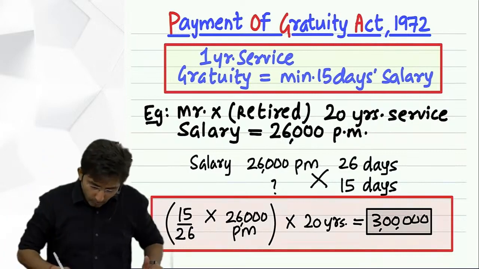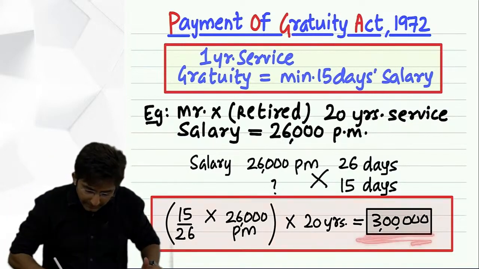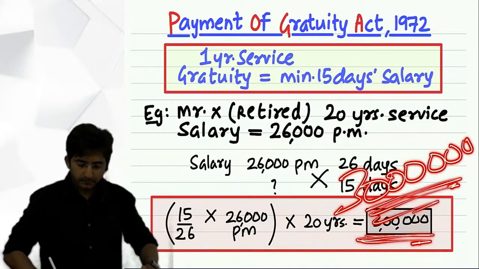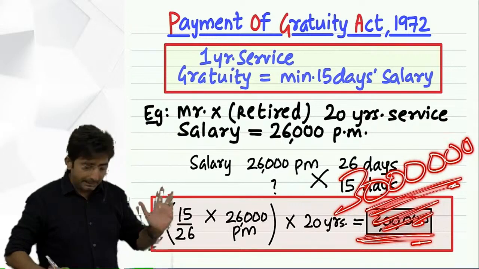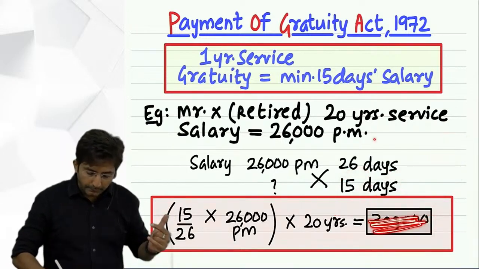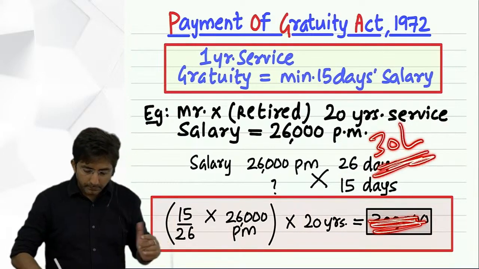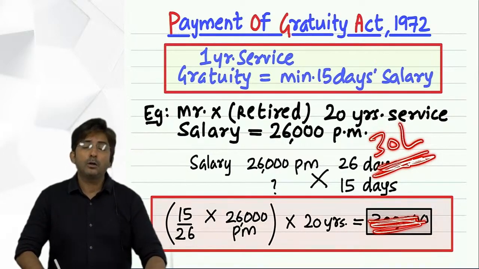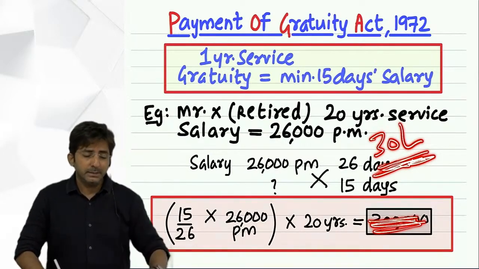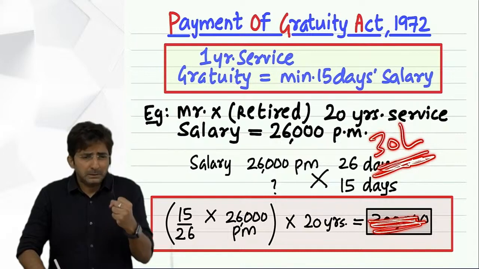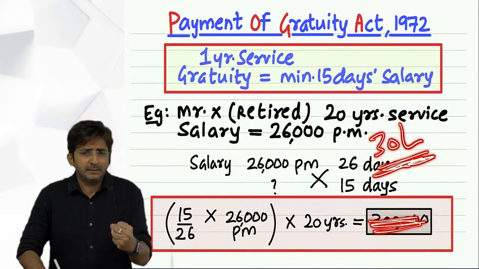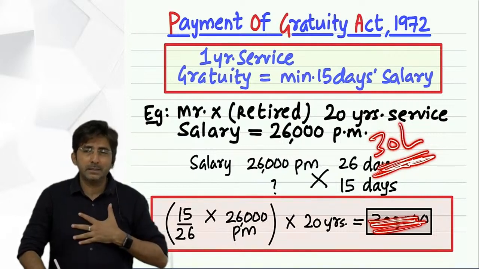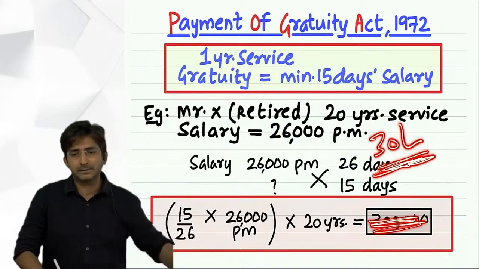Okay, now answer. What if this 3 lakhs was 30 lakhs? Means I am changing, instead of this 3 lakhs, what if this was 30 lakhs? So firstly, 30 lakhs means what? It is your right to receive 30 lakhs. Now what will the income tax department say? See, we understand you have the right to receive 30 lakhs as per the Payment of Gratuity Act, but we will not exempt that much. We have a limitation, we can exempt a maximum of 20 lakhs.